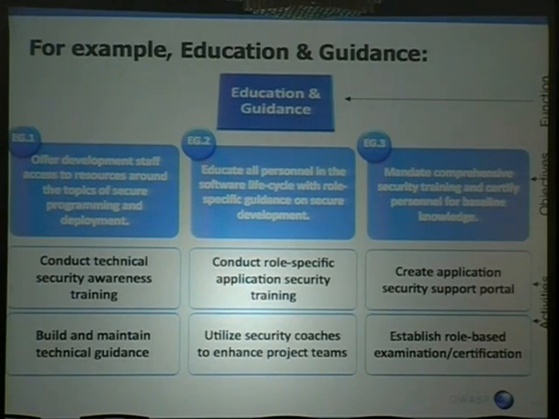Now, when you want to step that up to the next level of sophistication for education and guidance, you would go to EG2, where you're now going to be doing role-specific training, and you're actually going to go through your organization and appoint security coaches in different parts of your organization, so you have sort of hands on the ground when it comes to application security. When you want to make that even more sophisticated, you get to level 3, where you're creating a more formal support portal for your development staff, and you're also establishing some role-based examinations and certifications of your employees, so that you can make sure that people actually understand the material that you expect them to understand. So does that make sense for the most part, how these get more sophisticated as you move up?